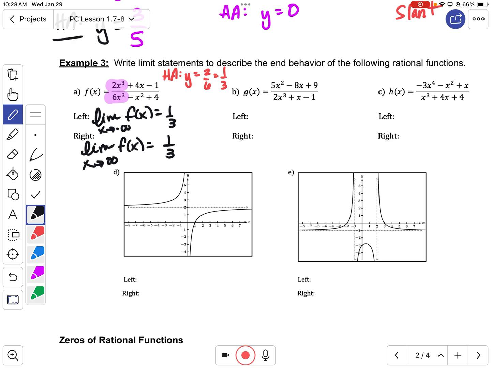Take a second, see if you can do those next 4. 2 are equations, 2 are graphs. Our end behavior, writing those limit statements.